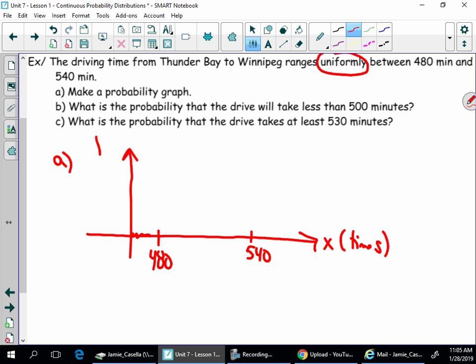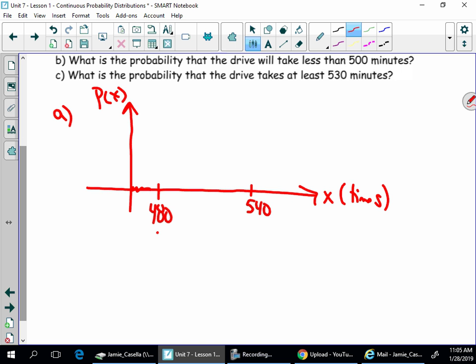And the other part of this is my probability. What's the likelihood of each of these happening? Well, 480 happens one time. 481 happens one time. 482 happens one time. How many different possible outcomes are there? Well, between 480 and 540, if I subtract them, I end up with 60 outcomes. So each of those outcomes has the same probability. They're each 1 out of 60. 480 is 1 out of 60. 481 is 1 out of 60. 482 is 1 out of 60. And so on and so on.